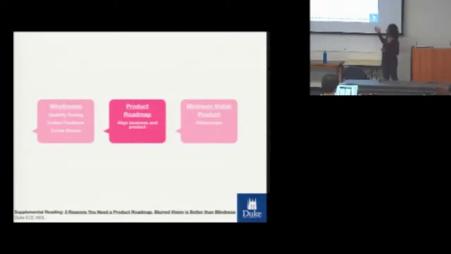So the second phase is obviously building a product roadmap. And the reason this product roadmap is crucial, it can seem a little bit laborious to build, but the reason it's crucial is because this is the phase where you're going to be aligning your business goals with what it is that you're building.